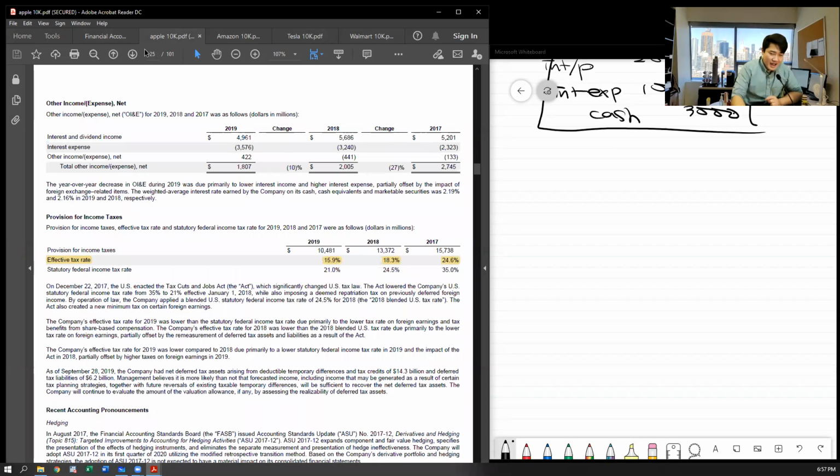So since we're talking about tax, what's happening with the corporate tax? That is a hot issue, right? For tomorrow's election. Anyways, so for 2017, the corporate tax, or statutory federal income tax rate, was at 35%, right?